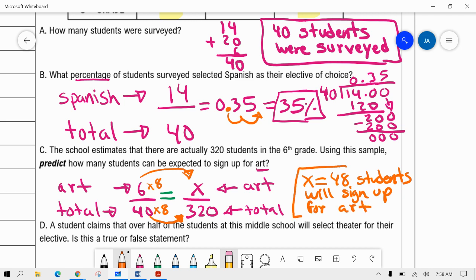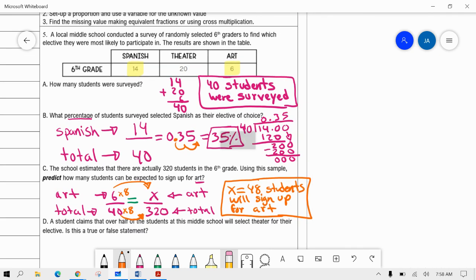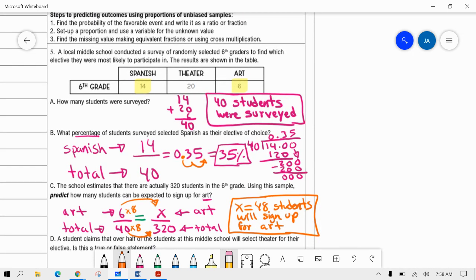And these are the steps that I was going to come back to. Okay, so on part C, we set up the probability as a ratio or fraction. We used a variable for the unknown value. And then for the third step, we found the missing value by making equivalent fractions. We didn't use cross multiplication. We just used equivalent fractions.